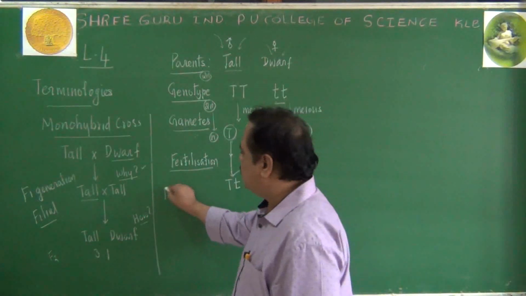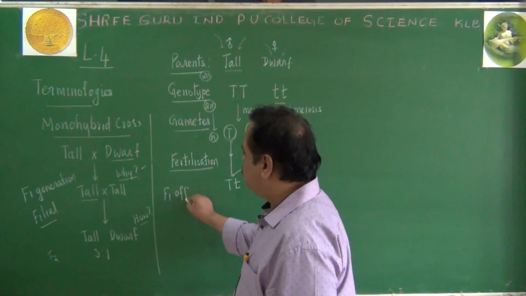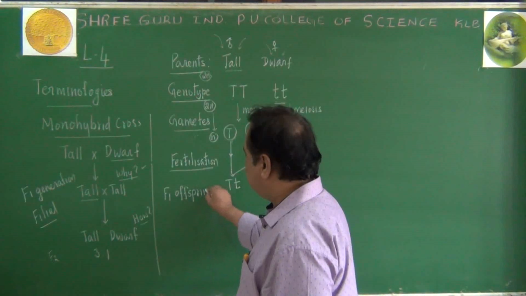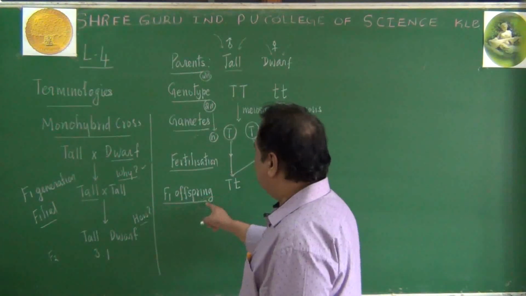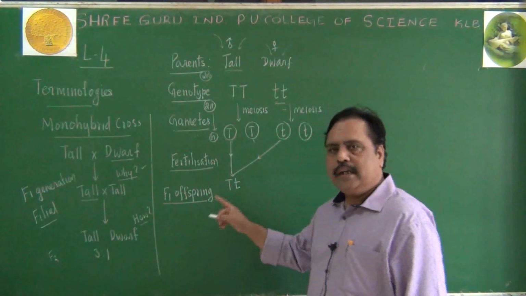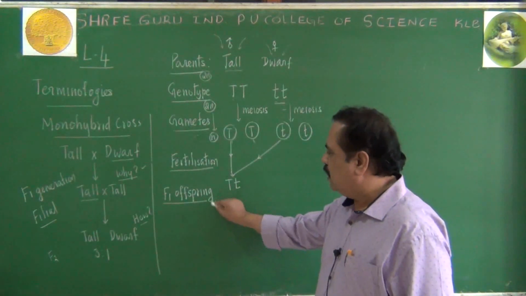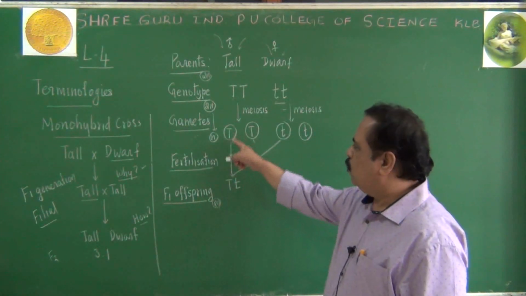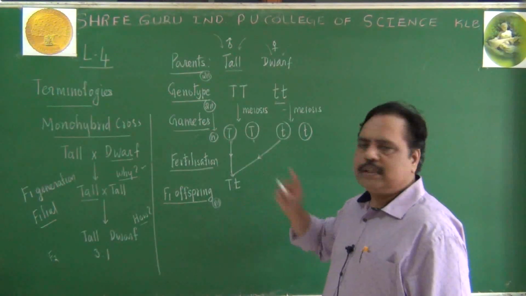Let me write that as first generation offspring. After fertilization, we get offspring. Those offspring will again be diploid in nature. Remember, in this diploid nature, one allele is paternal, another one is maternal.